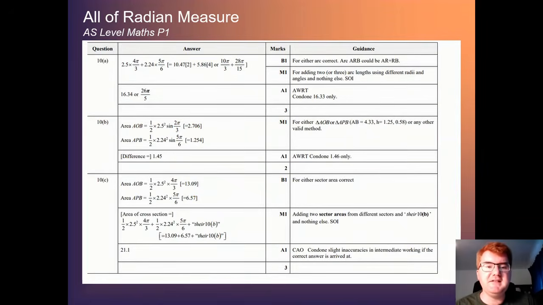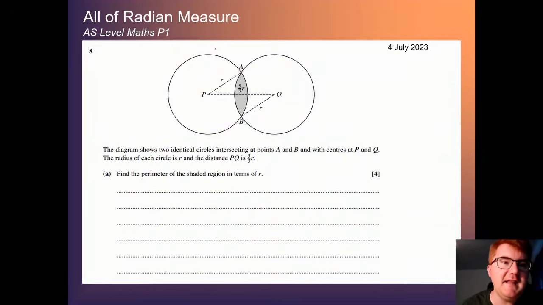Okay, so you can see the mark scheme there. You can see where you pick up all those method marks as well, getting a very typical 8-mark question on radian measure for paper 1. Right, on to our next question here.